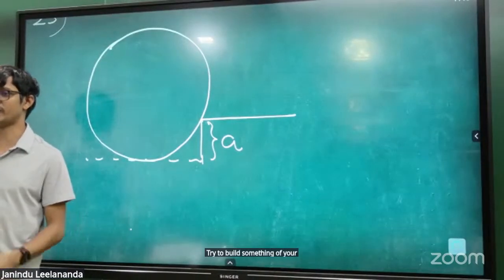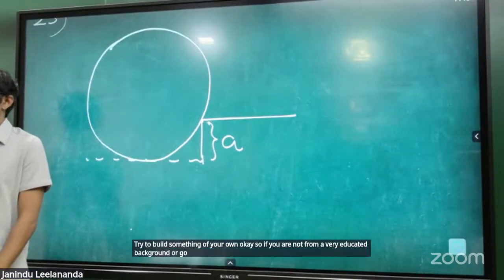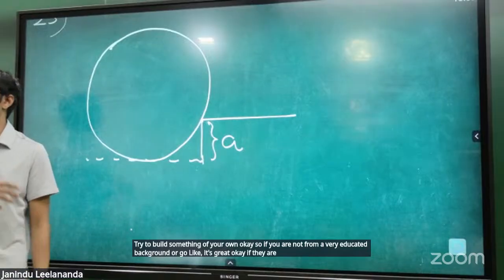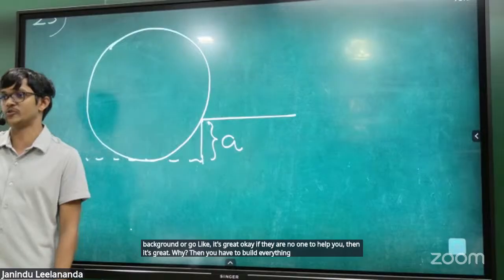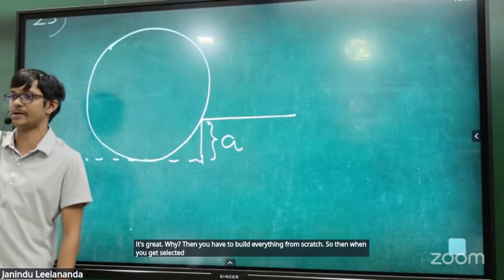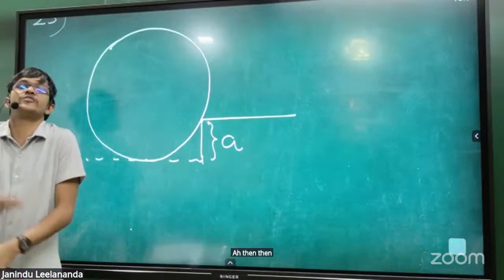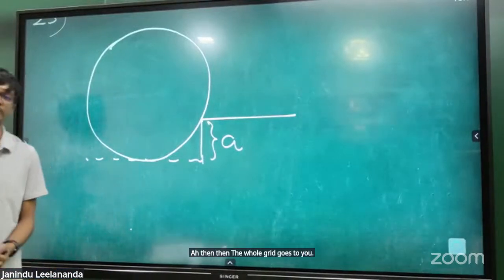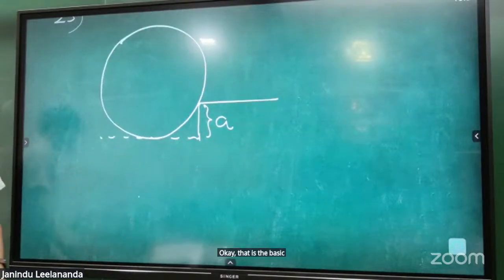If you are not from a very educated background, or if there's no one to help you, then it's great. Why? Then you have to build everything from scratch. So when you get selected to maybe the University of Moratuwa, maybe MIT somewhere, then the whole credit goes to you, right? So just try to build something of your own. That is the basic idea.